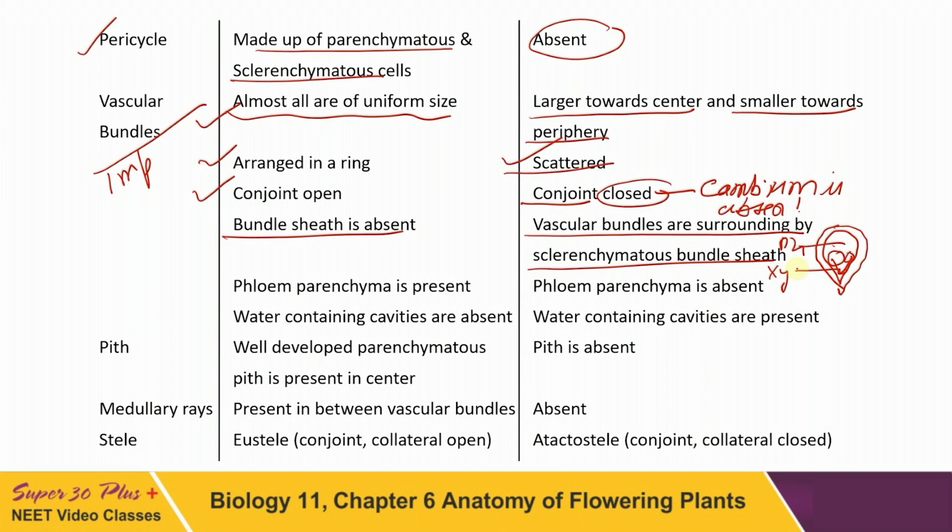Come to the next now. Phloem parenchyma is present in phloem. Usually it is absent. Water containing cavity is absent. Here water containing cavity is present.